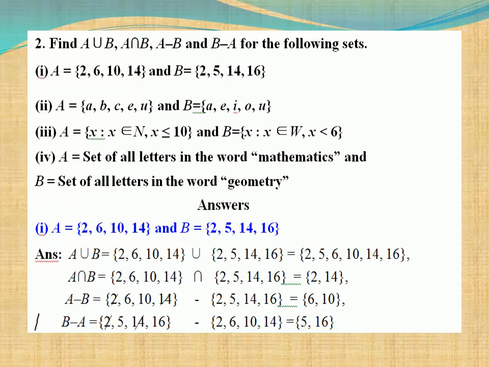Now B minus A means now you have to cancel the common elements from B and A. 2, 14 are the common elements. So the remaining elements from B, that is B minus A, are 5 and 16.